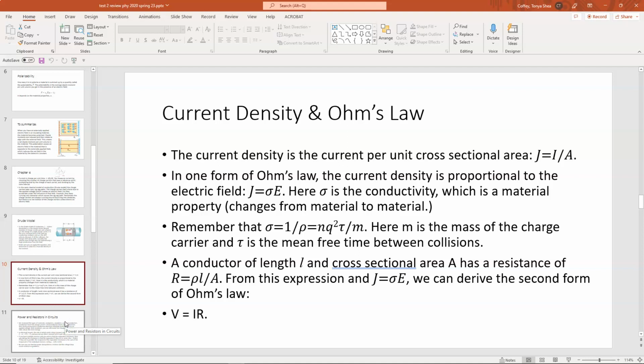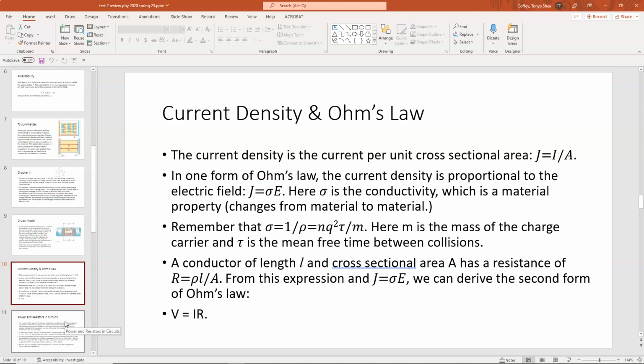We also defined the current density. The current density is the amount of current per unit cross-sectional area of your wire. So however much current is flowing in the wire, you take that and divide that by the cross-sectional area of your wire, and you have the magnitude of the current density. Now, in one form of Ohm's law, the current density is written as being proportional to the electric field. The constant of proportionality, J is equal to sigma E.